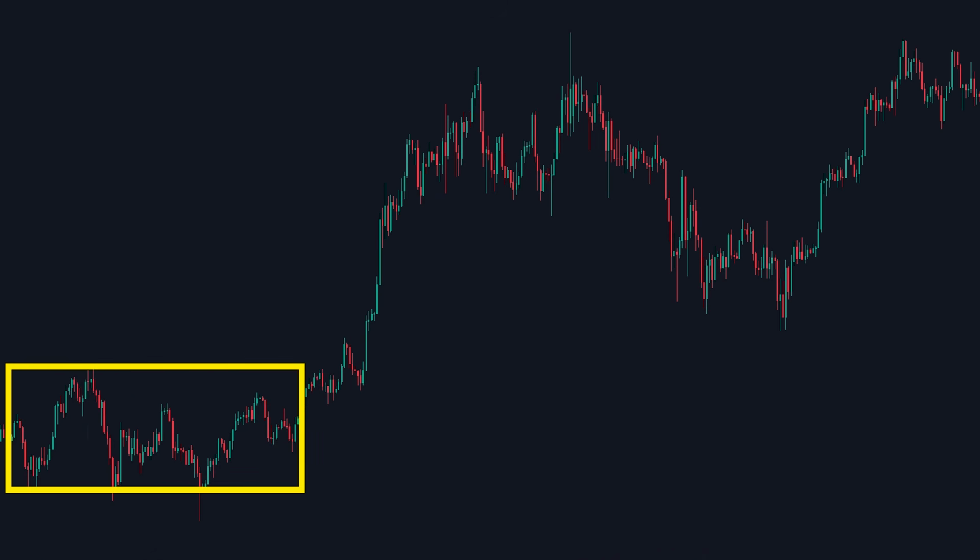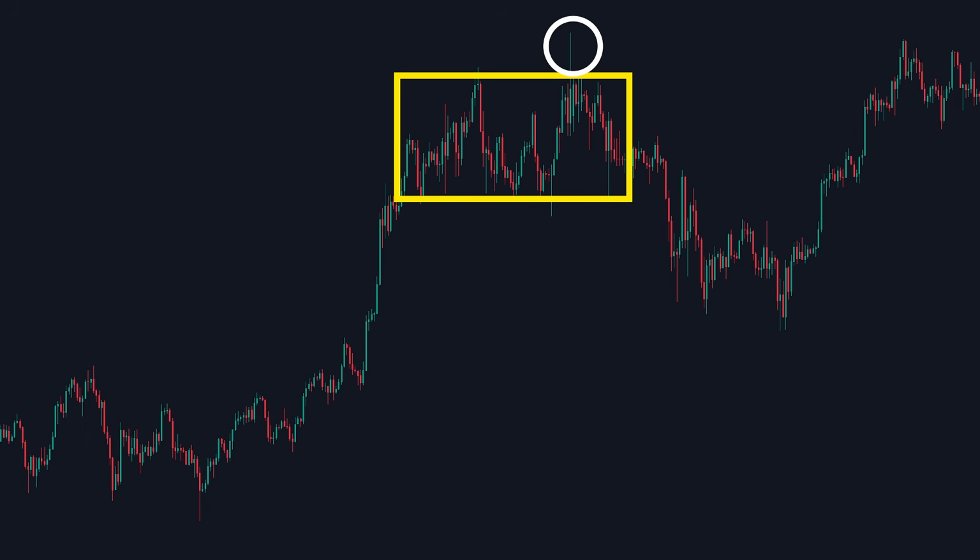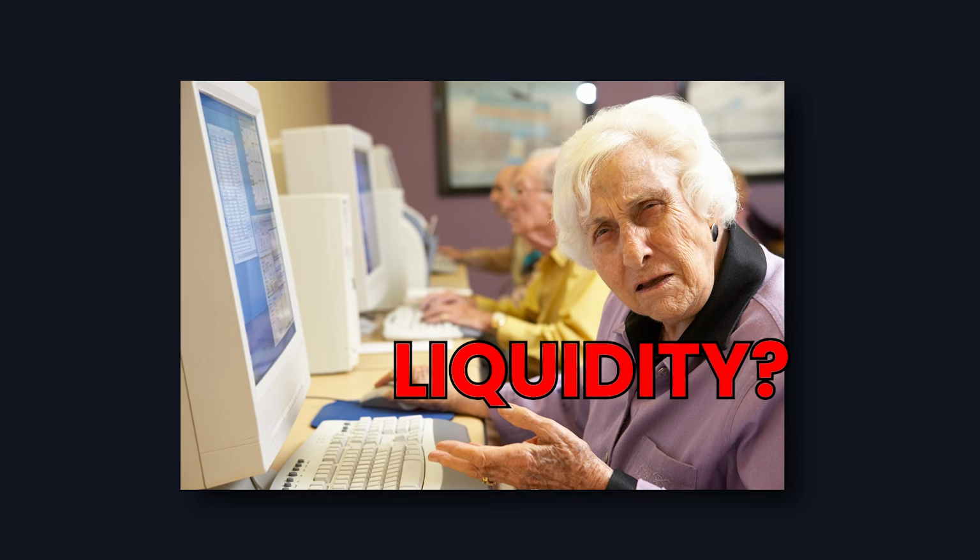Before the accumulation phase ends, you'll see a spring occur. This is a fake break below support, a liquidity grab designed to shake out sellers before the uptrend begins. Before the distribution phase ends, an upthrust occurs, a fake break above resistance that sweeps the highs and traps late buyers. But what is the liquidity?